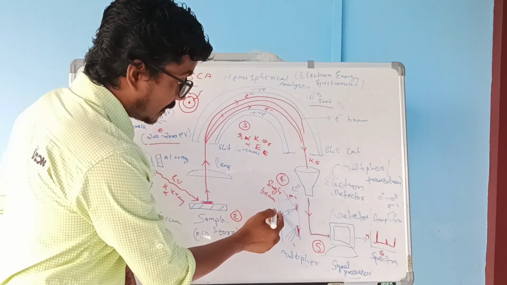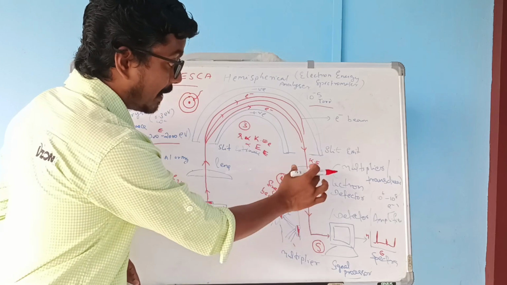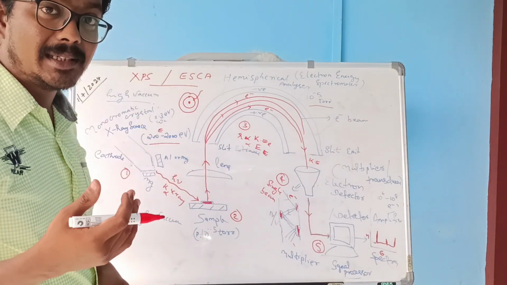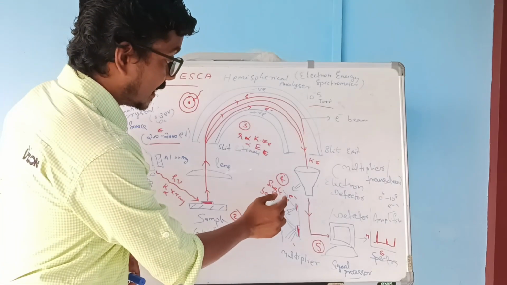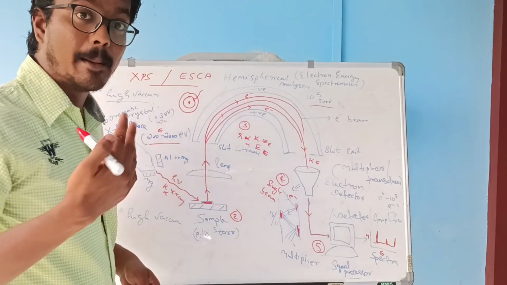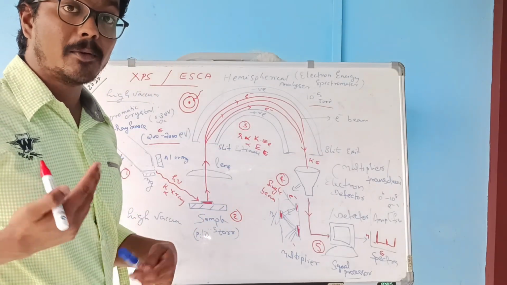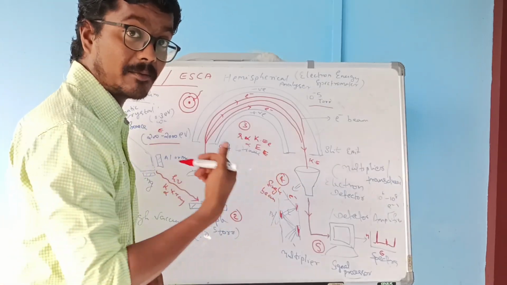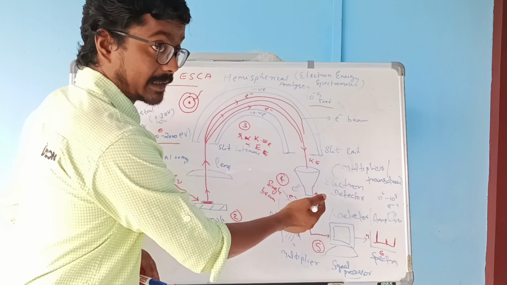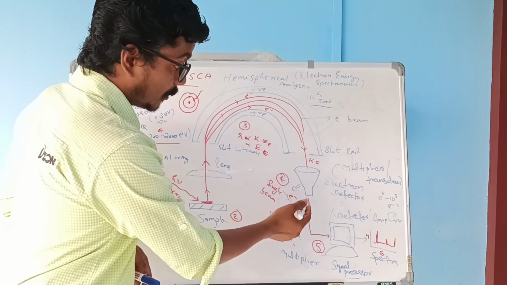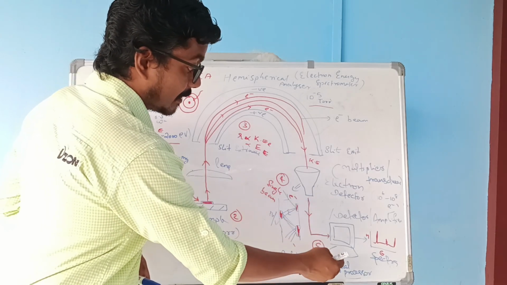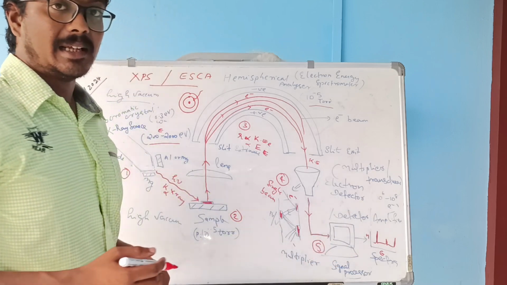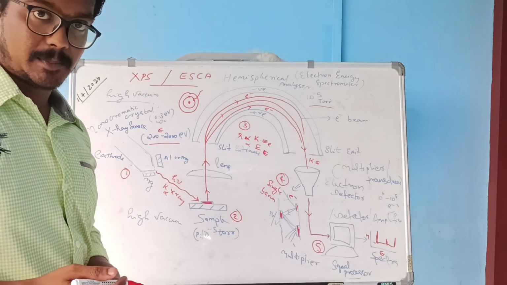The surface of the multiplier is coated with lead and vanadium, so a single beam of electrons will get doubled or tripled, and a number of pulses are generated. That will be supported by this electron detector. Finally, those pulses are processed by the detector, and we obtain the actual spectra, the XPS spectra.